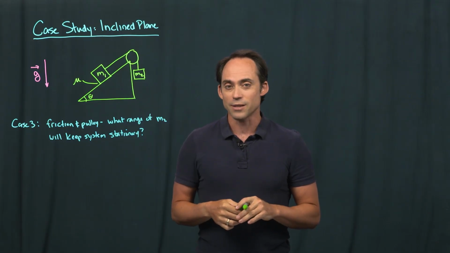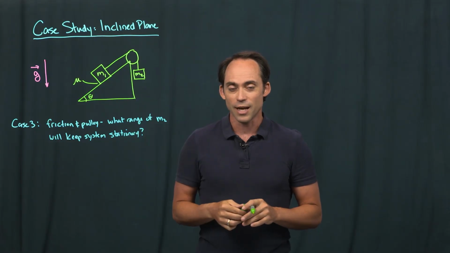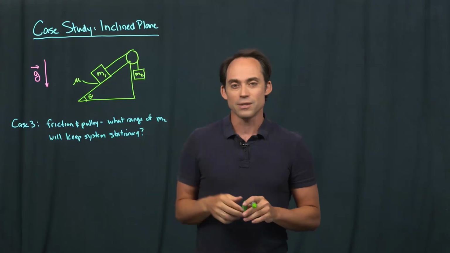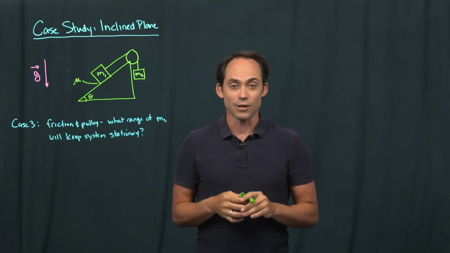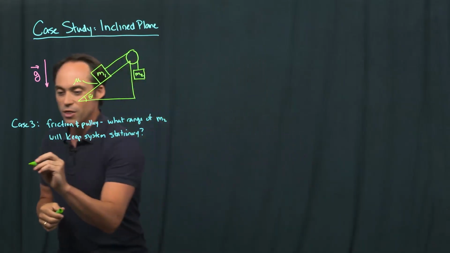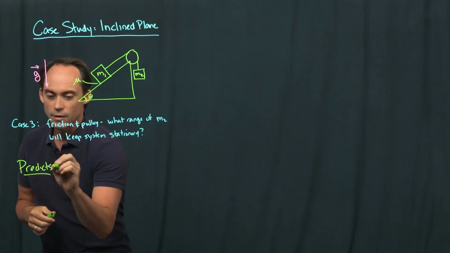And so we can ask a whole bunch of different questions for this, but let's ask a statics problem again and ask what range of masses for M2 will keep this system as a stationary system, will keep it from moving.